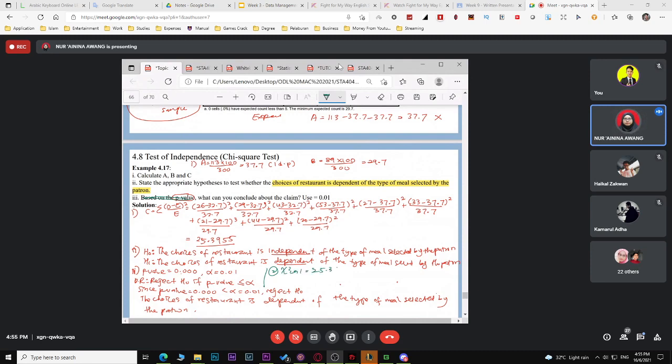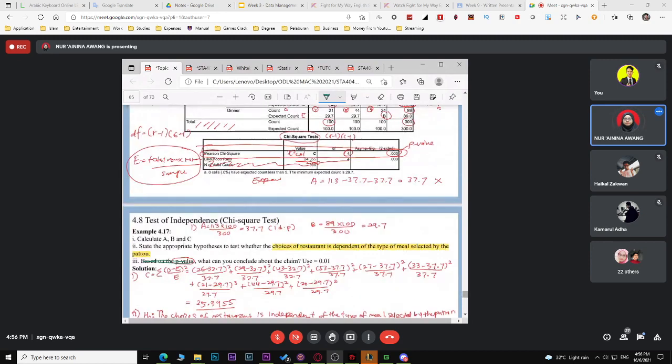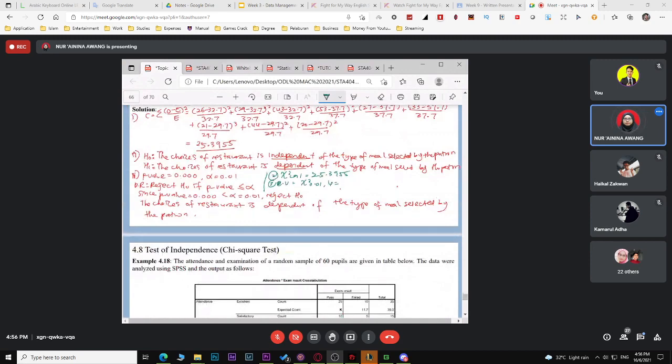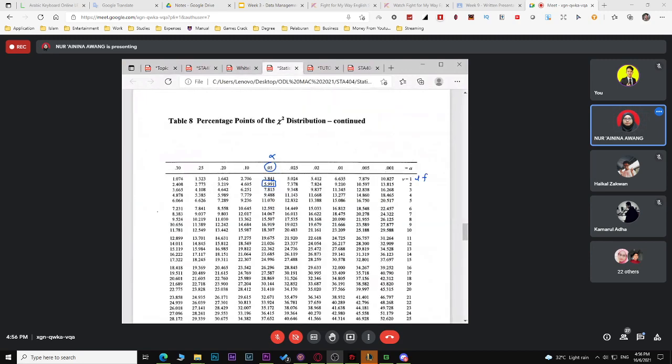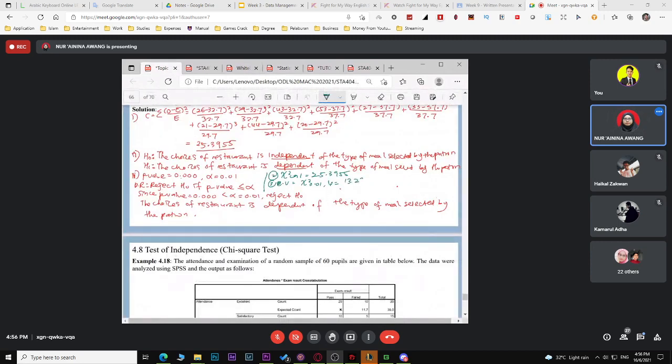The chi-square calculated is 25.3955. But you need to find your critical value. So you need to find 0.01, and your degree of freedom is 4. For 0.01 and 4, the value should be 13.277. Then your decision rule: reject H null if chi-square calculated is more than your chi-square critical value. Since this value is more than this value, you reject your H null.